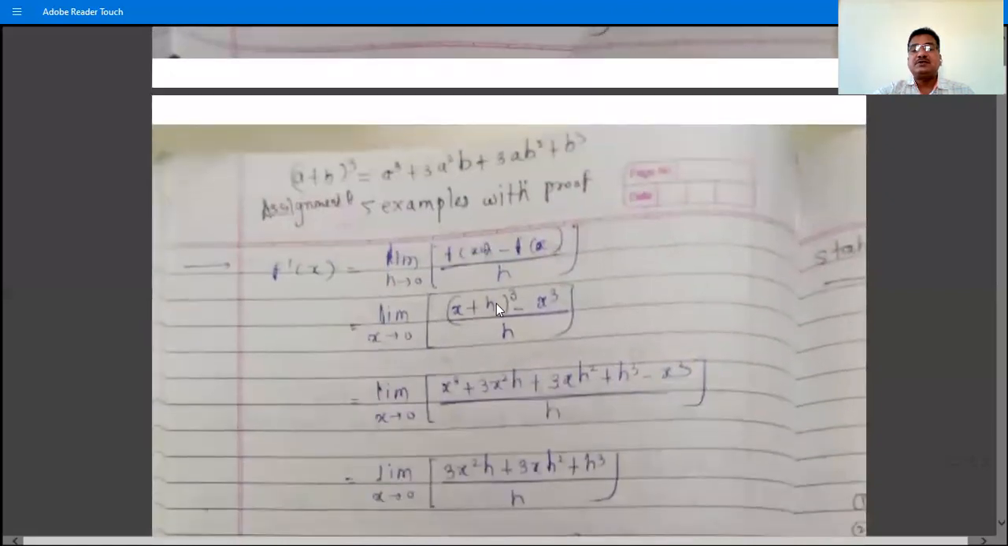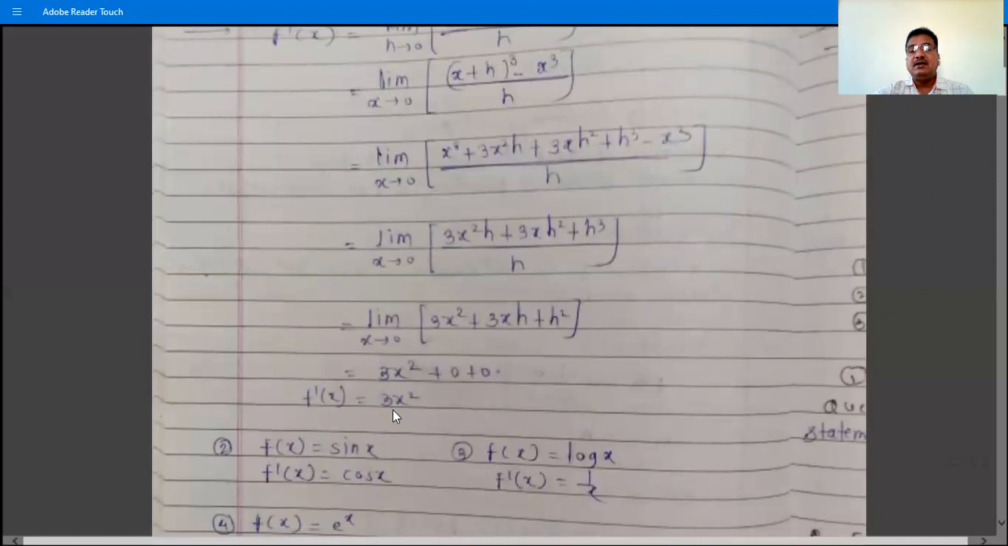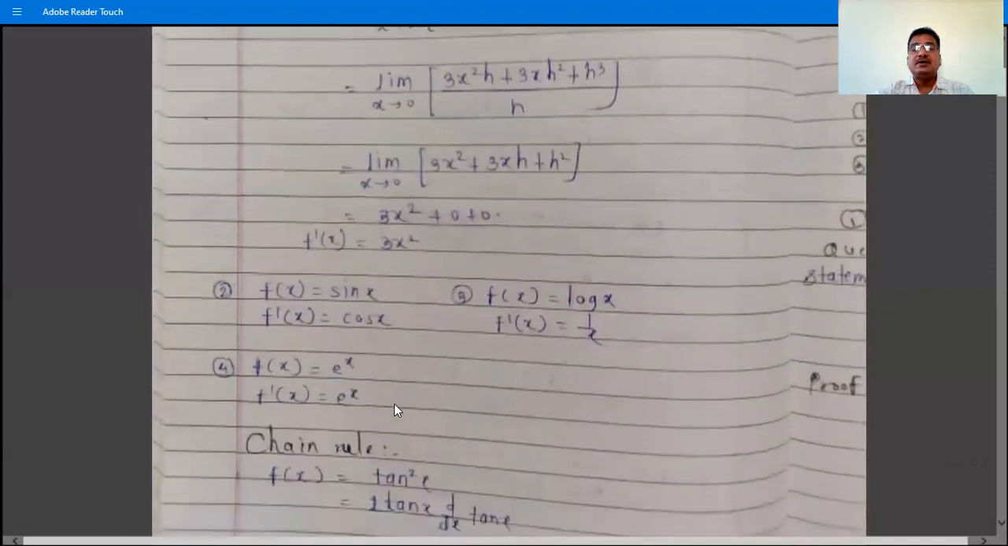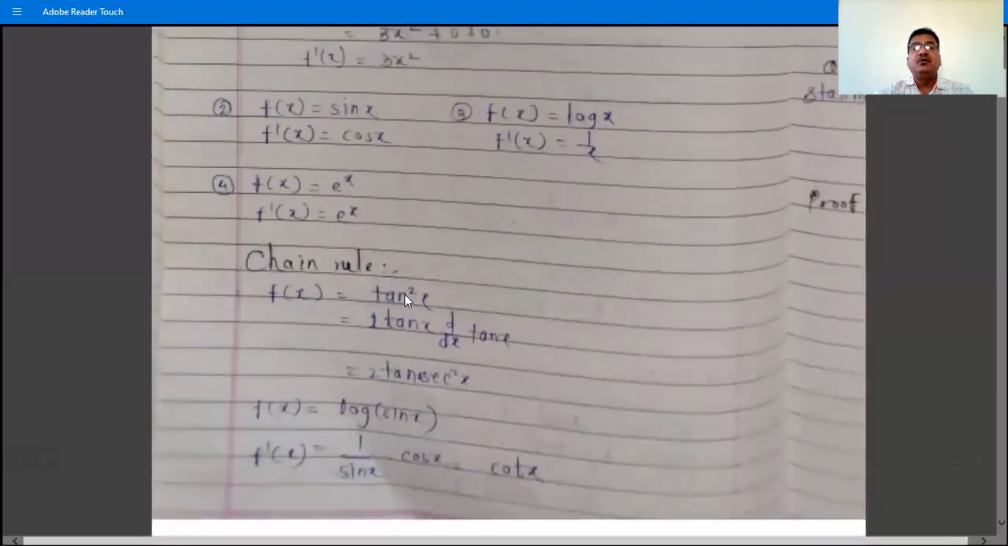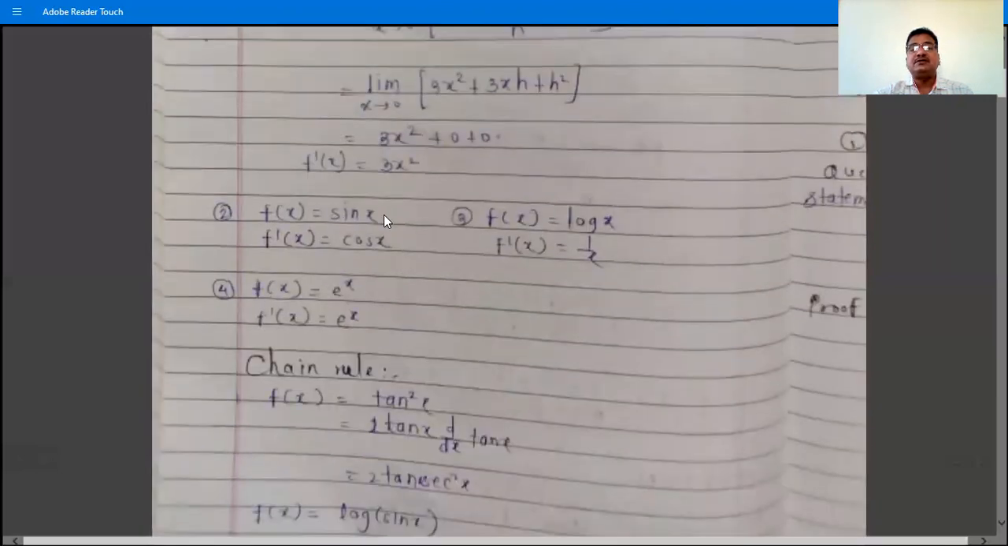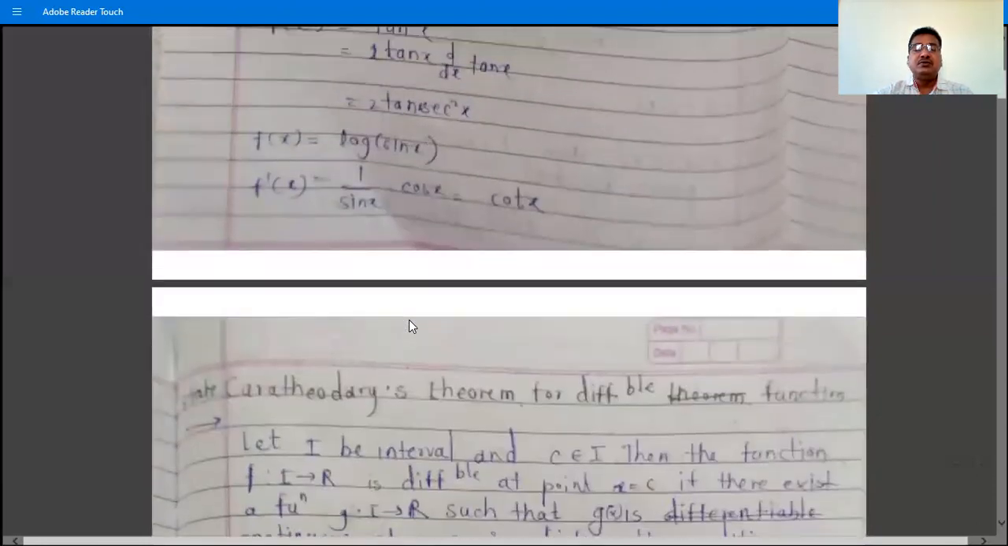So these proofs are already in your 12th notebook. If f(x) is x raised to n, then the same proof applies: (x plus h) raised to n minus x raised to n, expanding (x plus h) raised to n, and we have the answer n x raised to n minus 1. In the same procedure, prove all the rules of derivative: if f(x) is sin x, then f'(x) is cos x; if f(x) is log x, then f'(x) is 1 by x; if f(x) is e raised to x, then f'(x) is e raised to x. So prove all these rules.